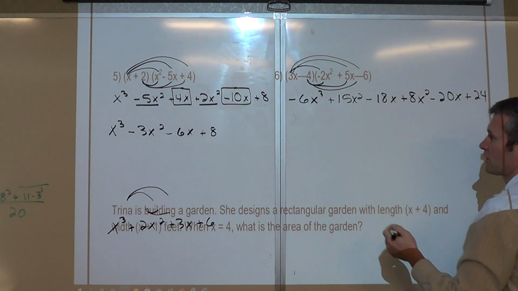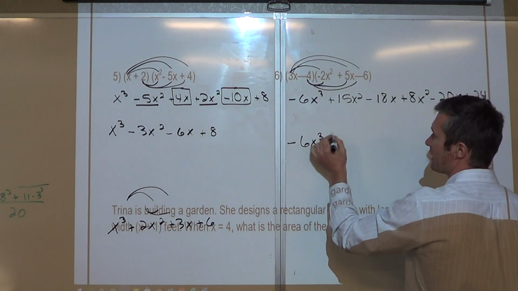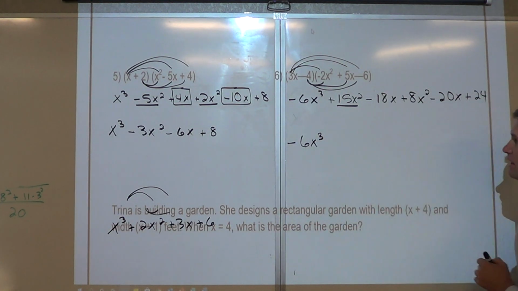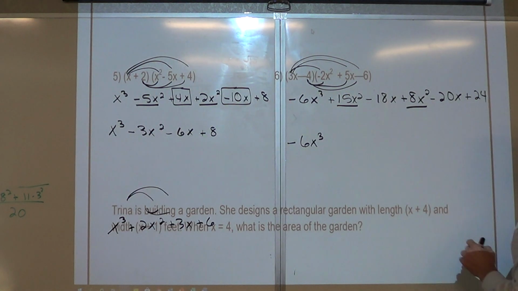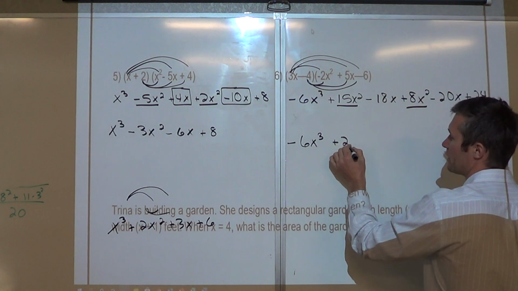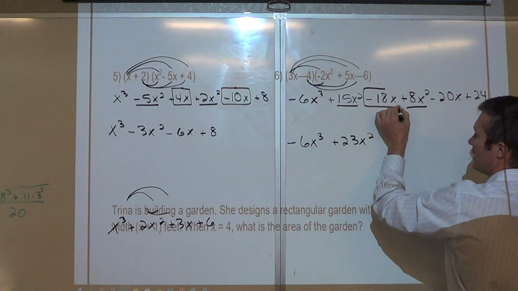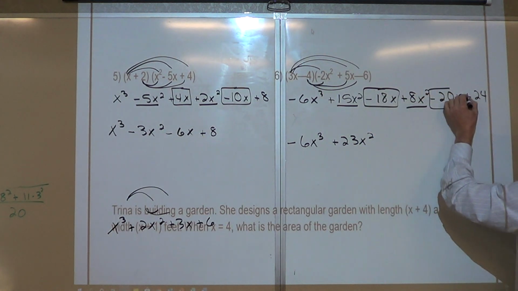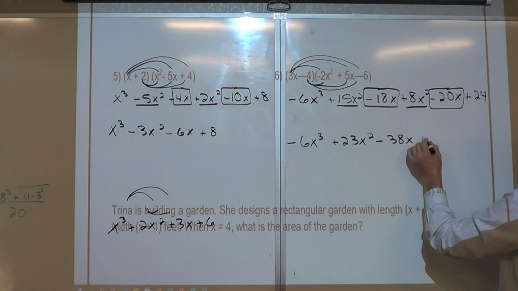Then we combine like terms. There is no other x to the third term, so I write that down. I have 15x squared and 8x squared. So 15 plus 8 is 23x squared. Negative 18 plus negative 20 is negative 38x, plus 24.